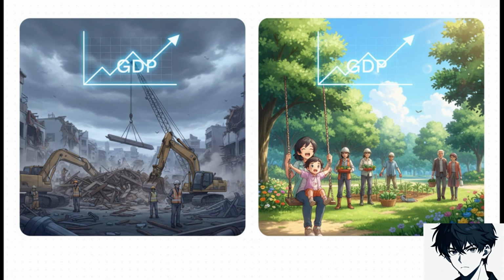All the unpaid work done at home, caring for kids, cooking, cleaning, is valued at exactly 0. Volunteering? 0. The value of clean air or a forest that's still standing? 0. In a way, GDP is like a calculator that only knows how to add. It has no idea how to subtract.